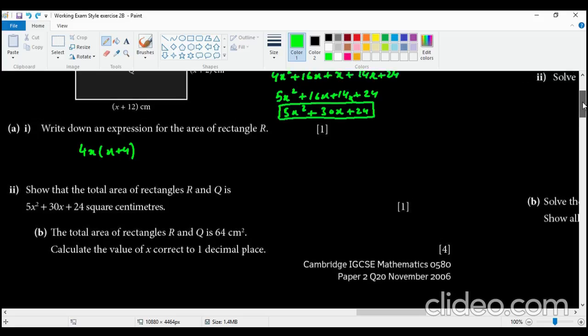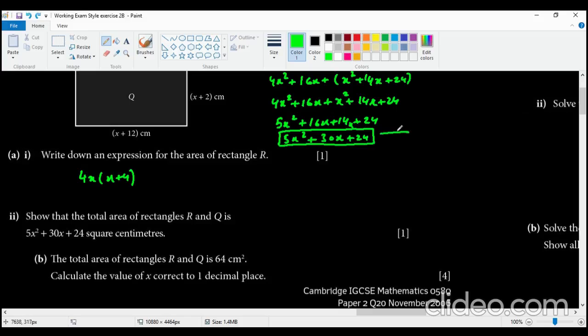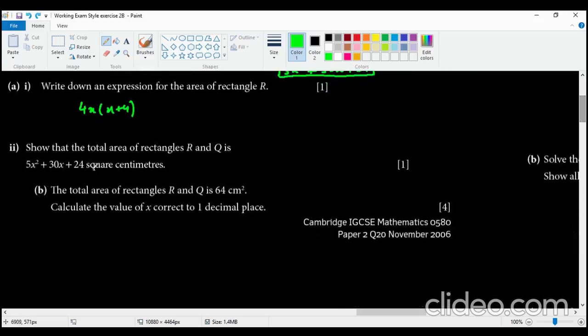Calculate the value of x correct to one decimal place. Now that means this is the total area of P and Q boxes. So I will write the same thing over here: 5x square plus 30x plus 24, which is the total area of both the boxes, equals 64, which is given over here. And now we find out the value of x.